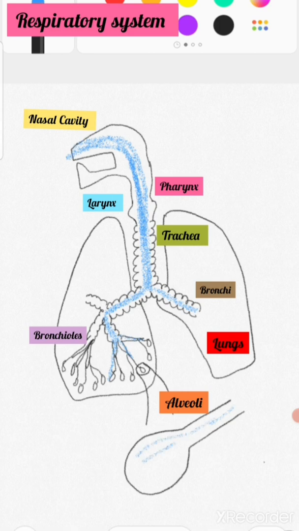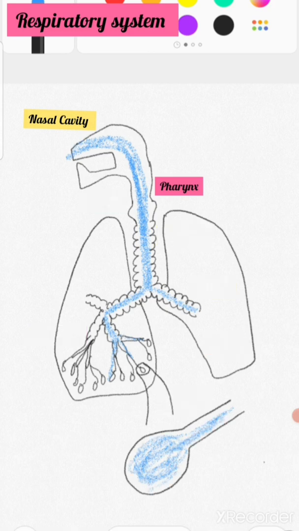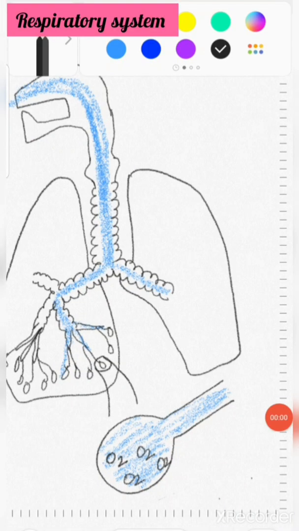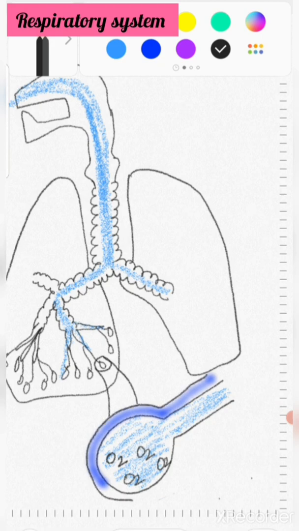This air is filled up here in the alveoli. So what does this air contain? This air contains oxygen. Here you can see the alveoli is completely filled with oxygen. Now the alveoli walls are surrounded by blood capillaries, and these blood capillaries initially contain carbon dioxide in the blood. That means the blood is deoxygenated.